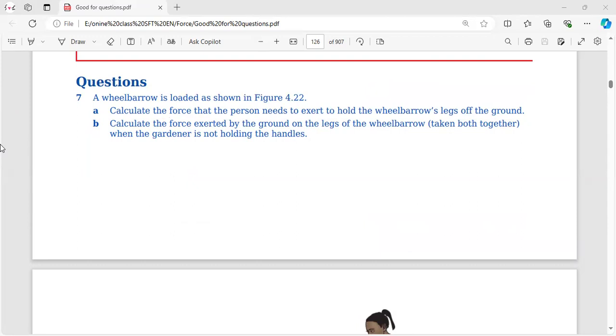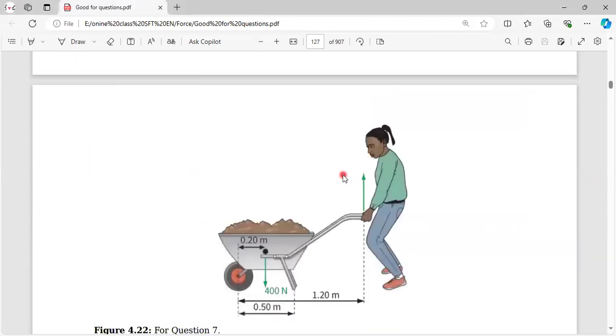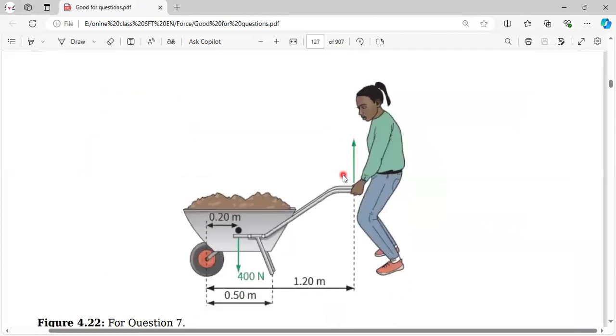Right? Which means what is the thing we need to find? Let's look into the figure. What is the missing force? Can you identify what is the missing force in this free body diagram? They are asking for this value. The person has to pull up the wheelbarrow to get the wheels off the ground. And what does this 400 newtons mean? It is the weight of this wheelbarrow, right?